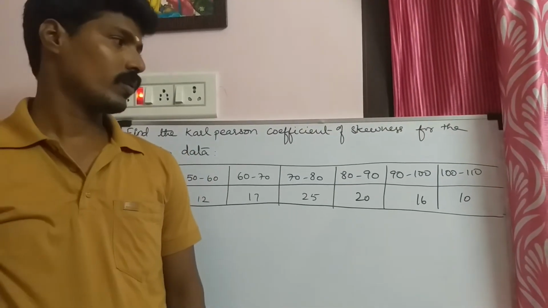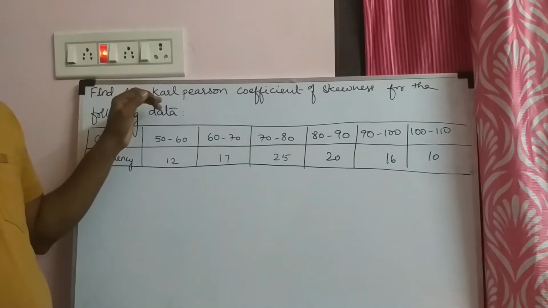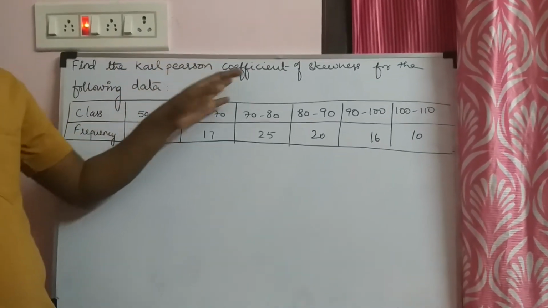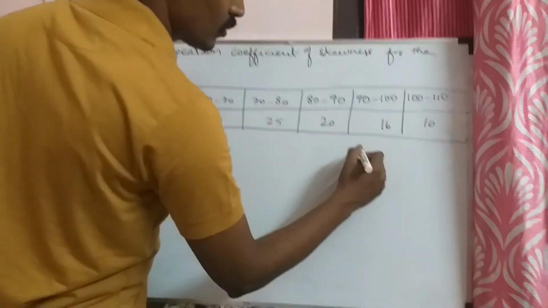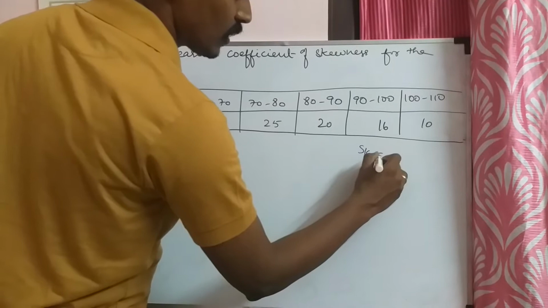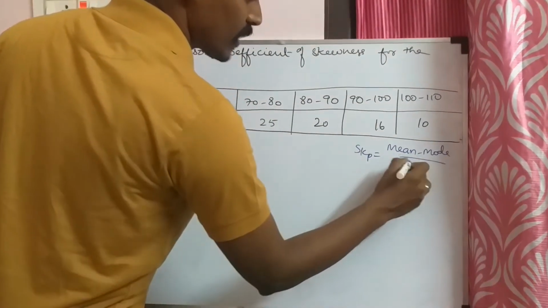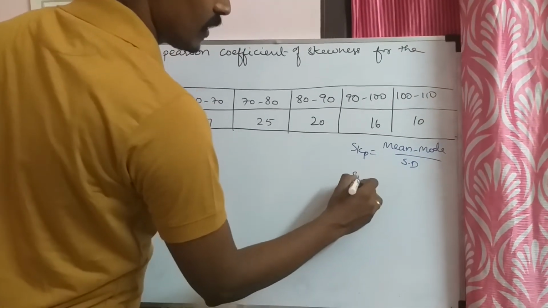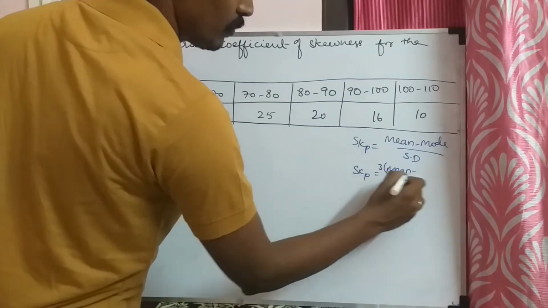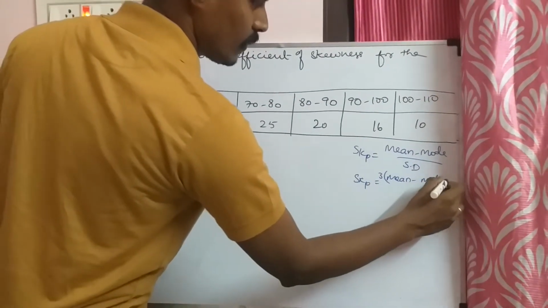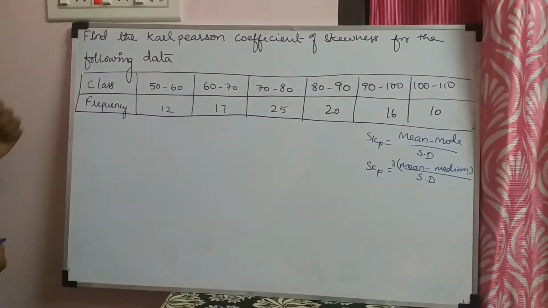In the previous video we learned the measures of skewness and the types we have seen. Now this is a problem related to Karl Pearson skewness. Karl Pearson skewness has two formulas. One is mean minus mode by standard deviation, and another one is 3 into mean minus median by standard deviation. So these are the two formulas.